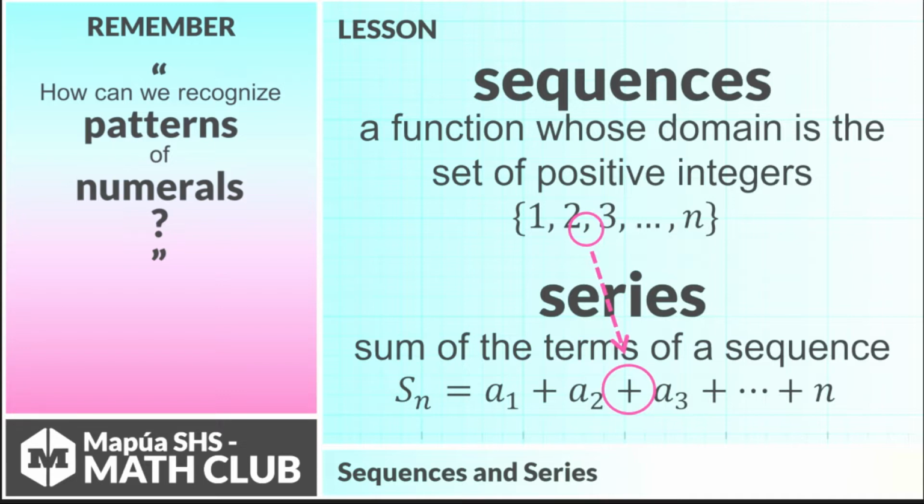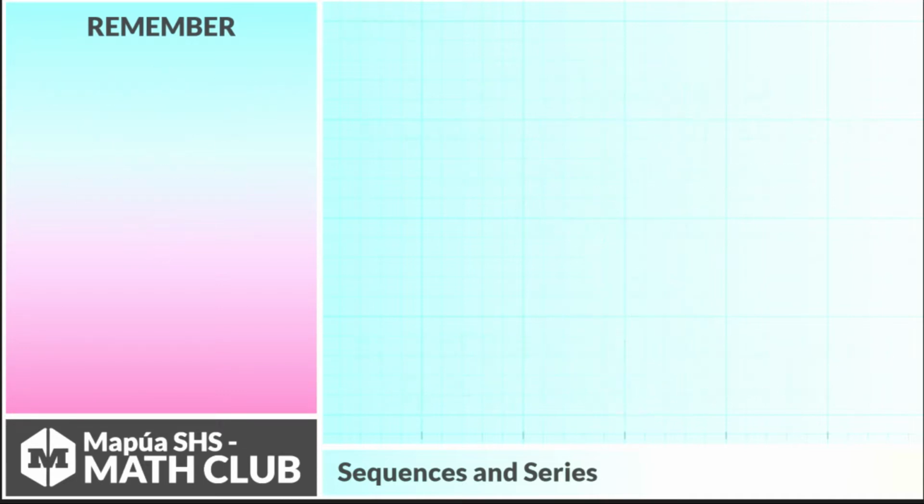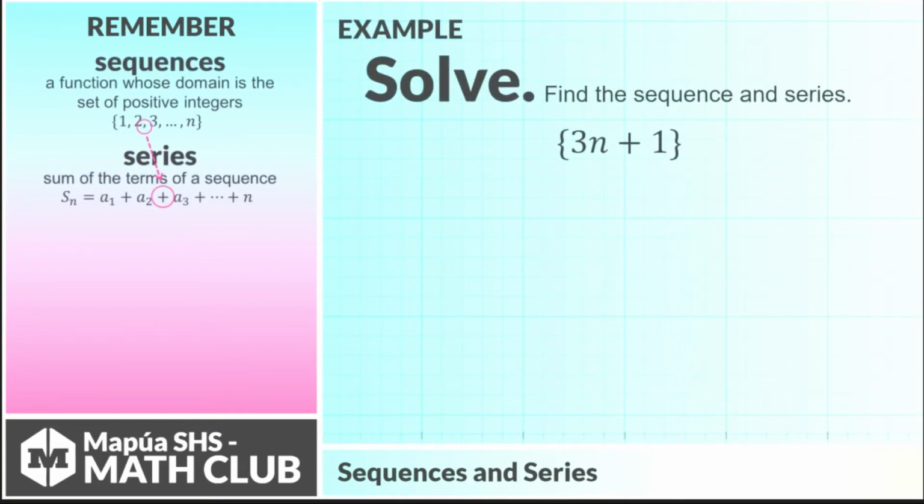Let's try to get the series and sequences related to these two expressions. First, suppose the expression is 3n plus 1. How can we write the series and sequence of its elements? As we said earlier, the domain of any sequence starts from 1. Hence, we just have to substitute the first 5 positive integers to the variable n and divide their positions using commas and operations for the sequence and series respectively.